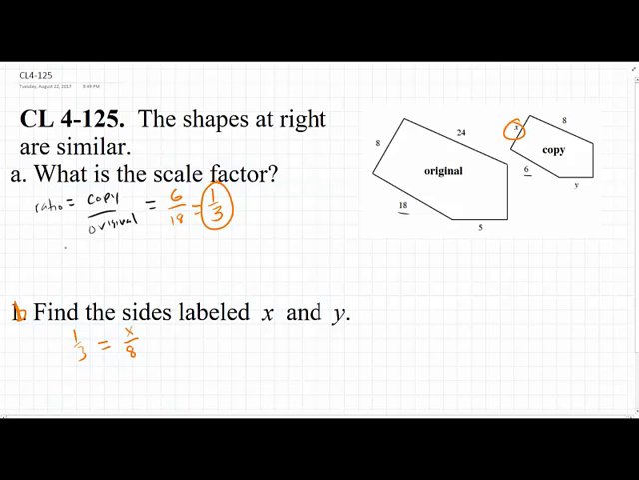Okay, so we have to figure out how we get from 1/3 to X over 8. So I think what we should do is look and see, okay, 3 times what is 8? I know off the top of my head, 3 times 8/3 is 8. So we multiply the top by 8/3. So X is going to be 8/3.